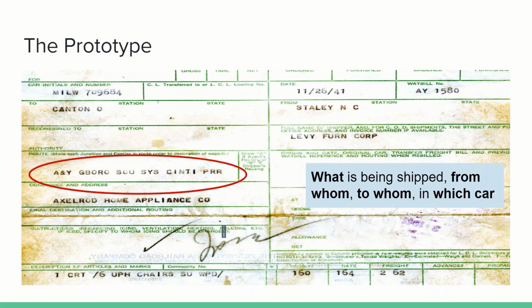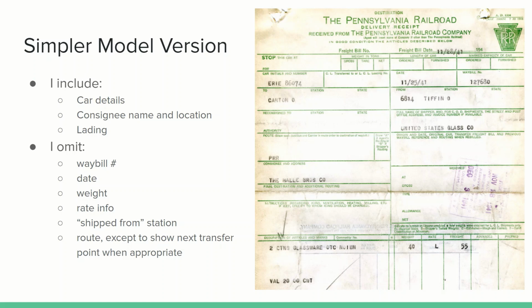So this is just an example of a prototype waybill, and as you can see, the waybill is showing exactly what is being shipped and from whom, who it's going to, and what car it is being shipped in. So in this case, we see one crate, I suppose, of some sort of chairs that are being delivered to the Axelrod Home Appliance Company, coming from Levi Furniture Corporation.